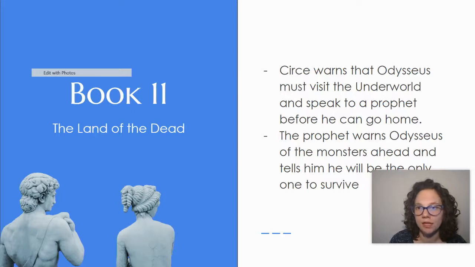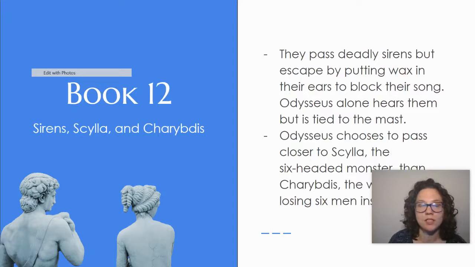He is now in the underworld. He has this knowledge that he will be the sole survivor. So he has a lot of pressure on him as a leader moving forward with his journey, knowing that his men won't survive. But he's given all of this knowledge of how to combat these monsters that are to come. So they leave Circe's island having this knowledge.